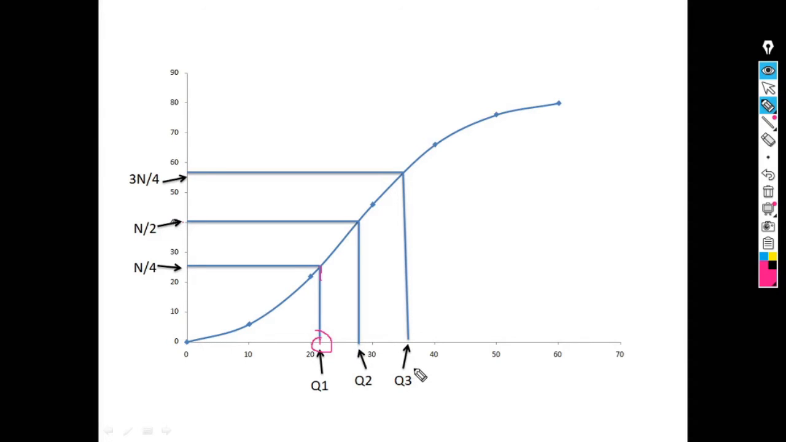Similarly for the Q3 or upper quartile value, locate the value of 3n by 4 on the y-axis. Then from this value draw a parallel line to meet the Ogive curve, and after that draw a perpendicular line to the x-axis, and this point of intersection is known as the Q3 value or upper quartile value. In this way we can calculate the quartiles by using the graphical method.